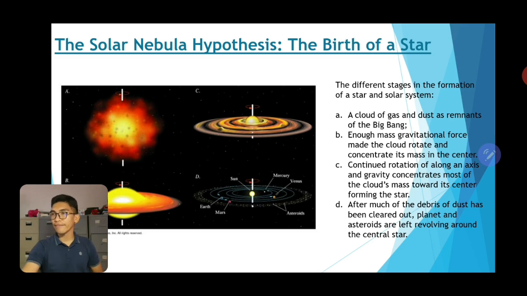So, different stages of formation of a star and a solar system. A cloud of gas and dust and remnants of the Big Bang. Enough mass gravitational force made the cloud rotate and concentrate in a mass center. Continued rotation along an axis and gravity concentrates most of the cloud's mass toward the center, forming the star. And after as much of the debris of dust has been cleared out, planets and asteroids are left revolving around the central star. So kapag nagkaroon ng supernova, namatay na isang star, tapos magkakaroon ng pagsabog, it's a supernova.